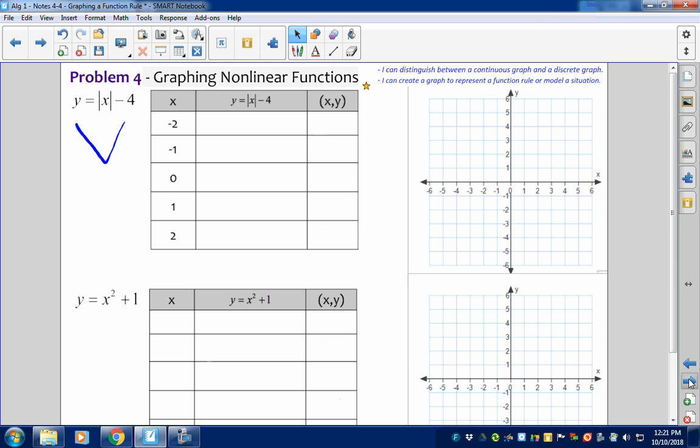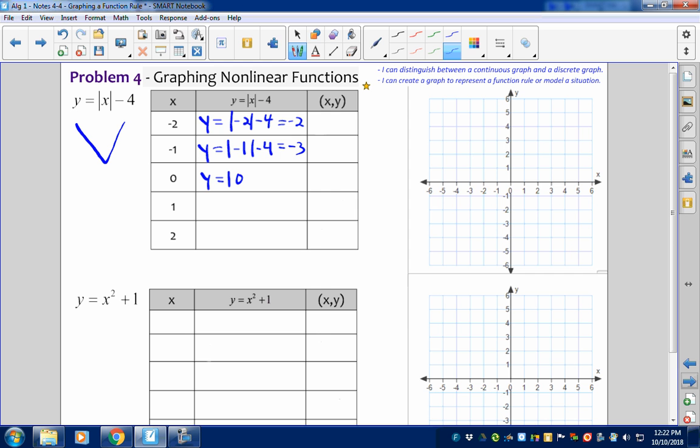So y equals absolute value of x minus 4. Absolute value of -2 is 2. 2 minus 4 is -2. And then I plug in -1 and do the same thing. Absolute value of -1 is 1. 1 minus 4 is -3. And then y equals absolute value of 0 minus 4, which is -4. And then y equals absolute value of 1 minus 4, which equals -3.